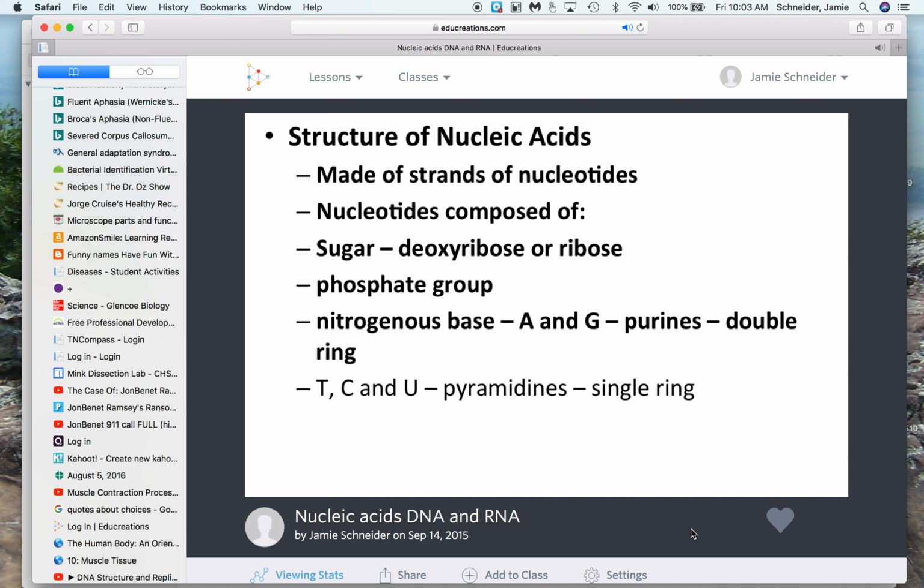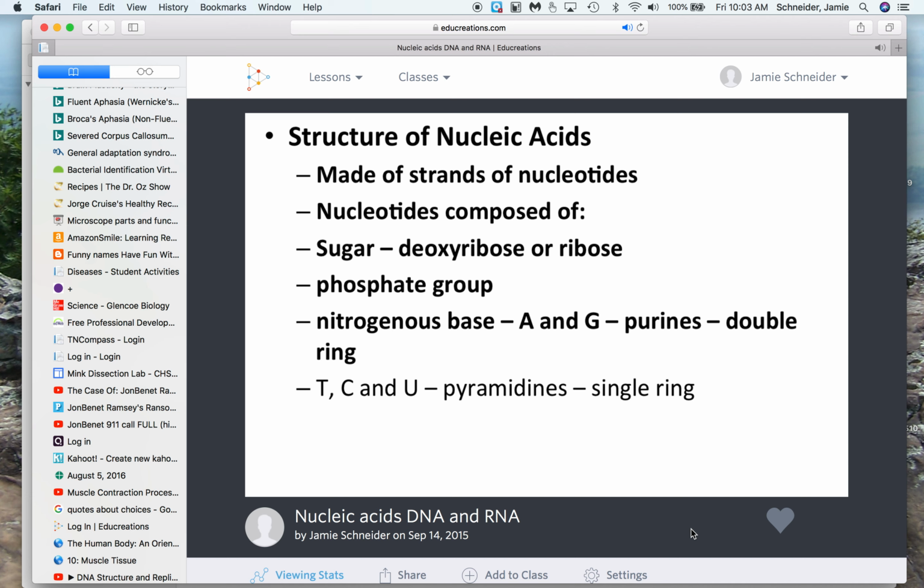An A and a G, which is adenine and guanine, which are purines, and they are double rings, or a T, thymine, C, cytosine, or uracil, and those are pyrimidines, which are a single ring.